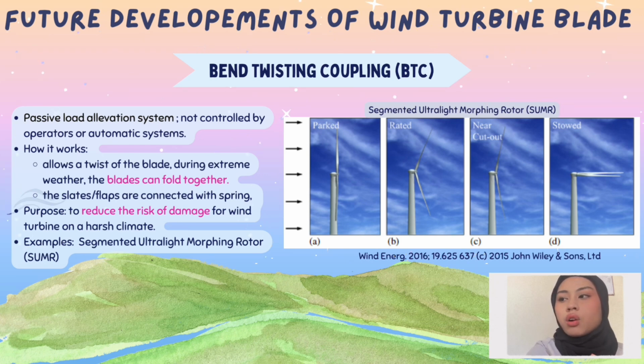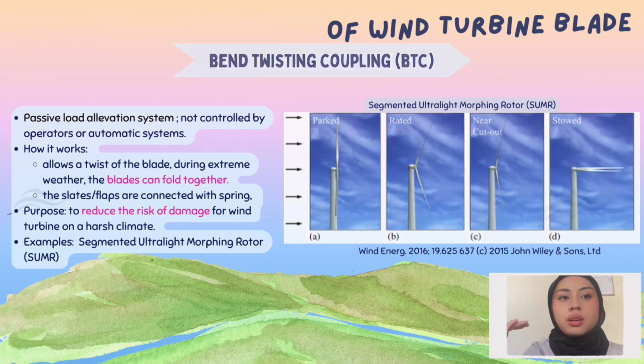The slats or flaps are connected with springs. The purpose of this design is to reduce the risk of damage to wind turbines in harsh climates. For example, here we have the segmented ultralight morphing rotor, SUMR, and you can see from the picture that the blade slowly folds up like this whenever there's a strong current coming. So the risk of the blade getting damaged is lessened.